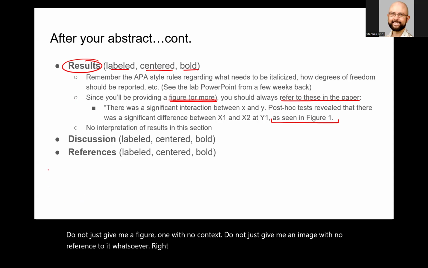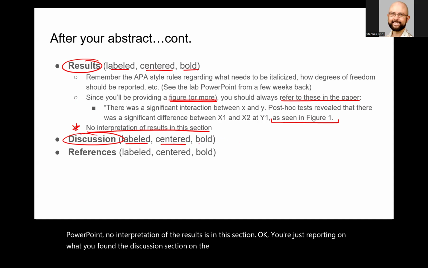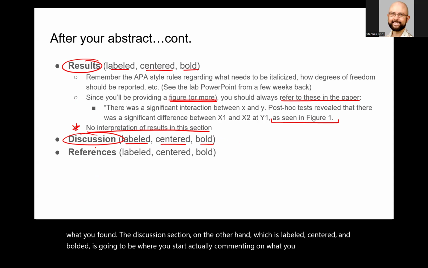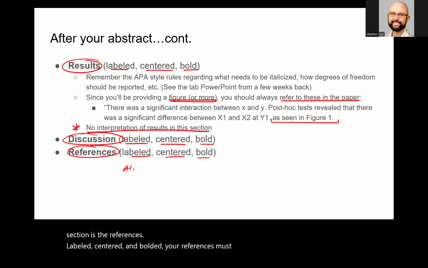Also keep in mind, as we discussed in the APA results PowerPoint, no interpretation of the results is in this section, okay? You're just reporting on what you found. The discussion section, on the other hand, which is labeled, centered, and bolded, is going to be where you start actually commenting on what you found. The last section is the references, labeled, centered, and bolded. Your references must be in alphabetical order.